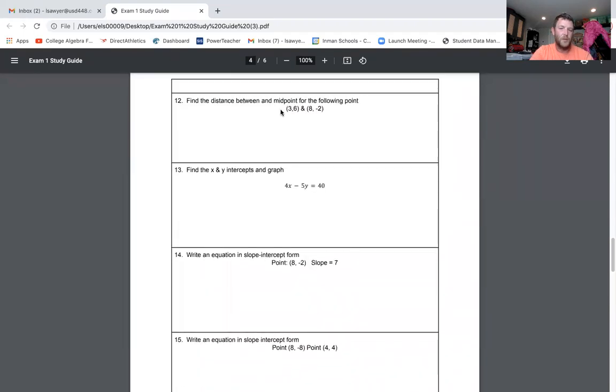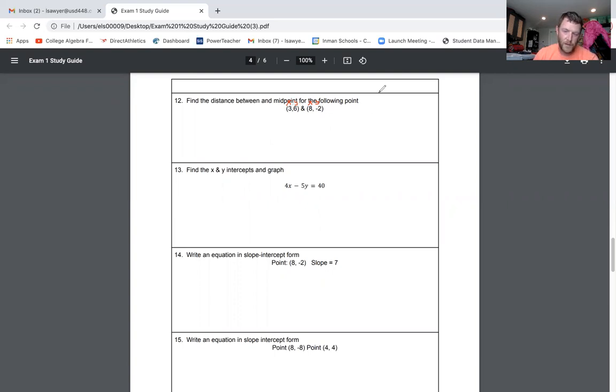Find the distance between 2 points and the midpoint. Okay, so find the distance and the midpoint. I like the midpoint better, so we're going to do that first. Remember, this is your x, this is your y, this is an x, this is a y. Your midpoint is the middle of these 2 points, so it's the middle of your x's and the middle of your y's. Okay, so again, it's the average, where you add them together and divide by 2.